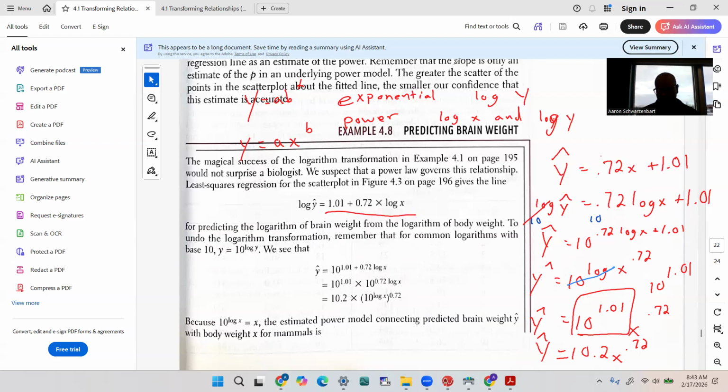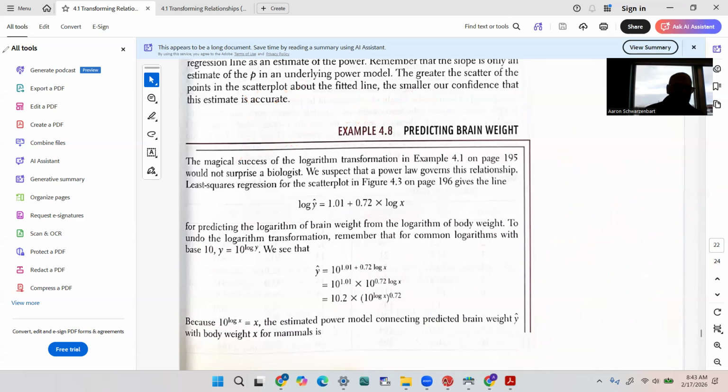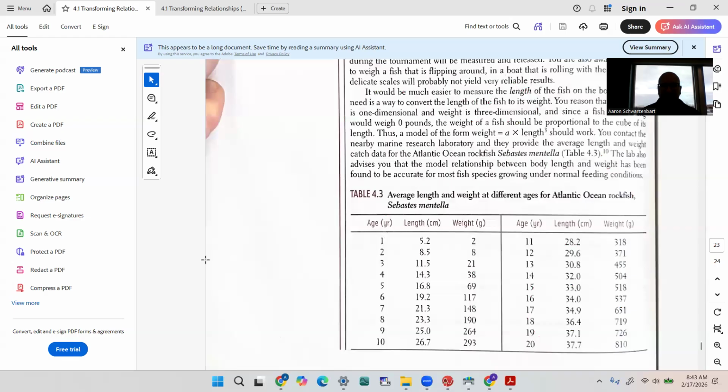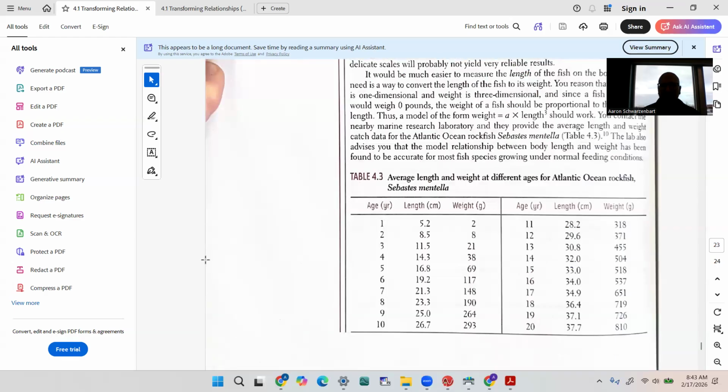So let's do a whole problem with this. And I think fishing tournament. And yes, I've used this. You did this on a pre-calc test. Oh, you did not have to do it this way, but you have to show me you're doing it this way when you do it on the tests. So we have fish length versus weight. Length is one dimension, weight is three, which tells me I probably don't want this to be exponential. I want it to be a power law. And the age column is completely extraneous information.